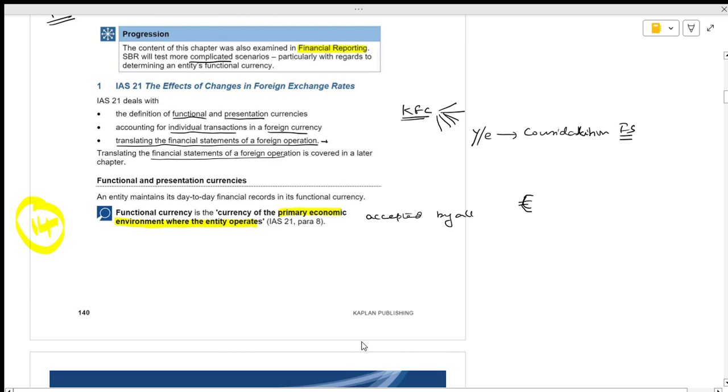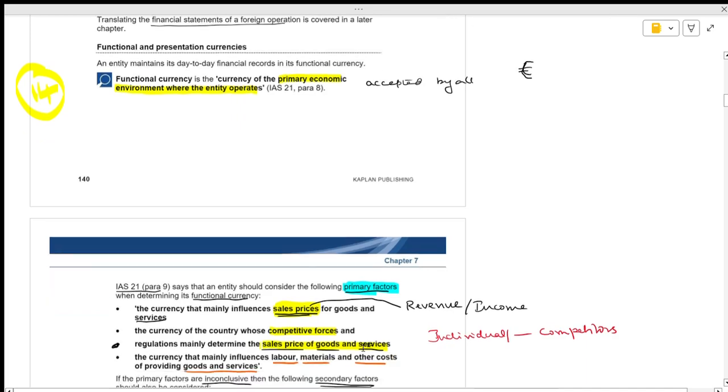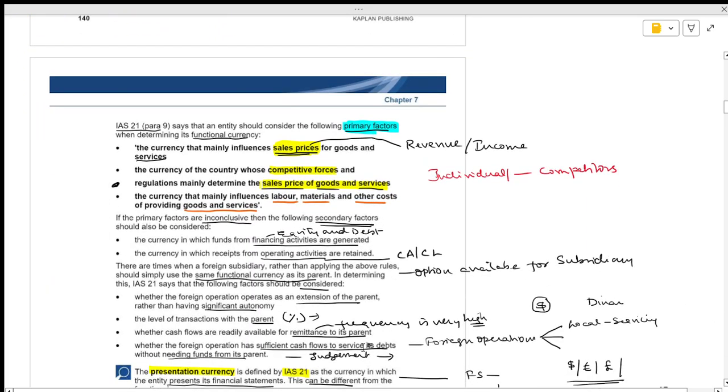in terms of functional and presentation currencies. Then we say what the conditions of functional currency are. Functional currency is primary. What are the primary factors? Sales prices are a primary factor. Competitive forces, the currency they are using, is a primary factor. And next, in terms of services also, in which currency we are using. Whichever currency is used for services, we have to give priority to that.